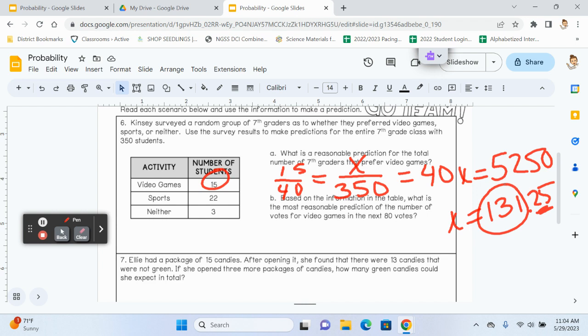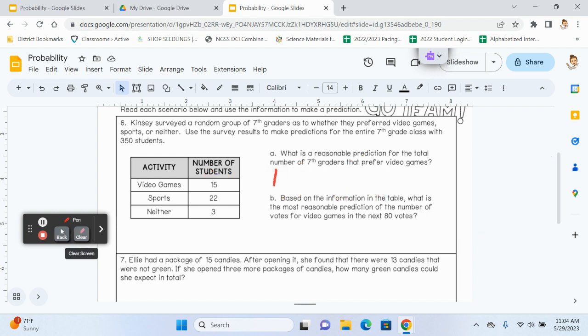So I'm going to clear this out. If you didn't catch all this, press pause before I clear it, or rewind. A reasonable prediction would be 131 students.